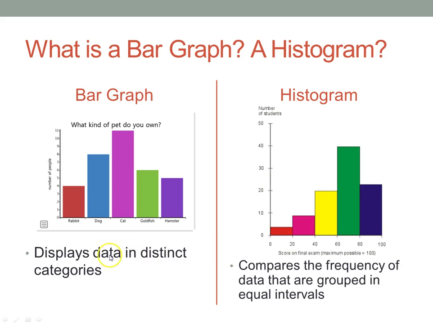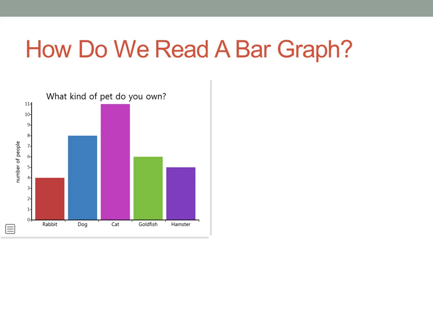So the big differences are the categories in a bar graph are distinct. Everything here is a rabbit, and we know it's a rabbit, whereas here we just know it's a range. It's grouped in an interval, in this case 0 through 20. So it tells us different types of information.